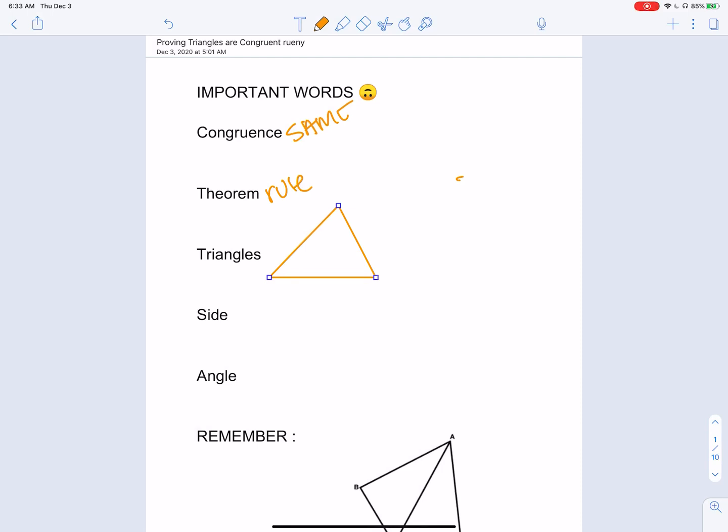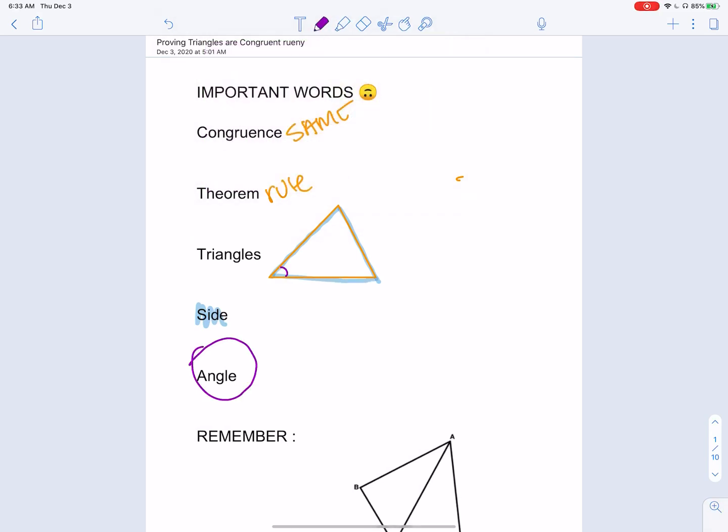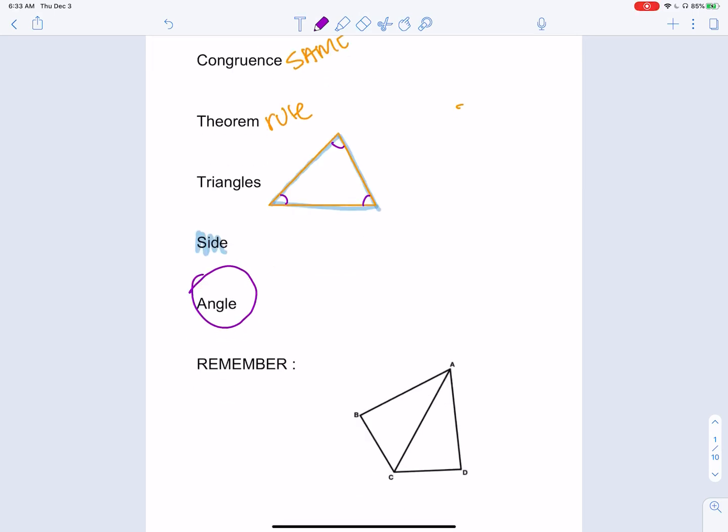There we go. Sides are these long parts, okay? Then you have angles, which are the parts on the inside like that. And then remember, if you have two triangles that are connected by one line, by one side like this, see how AC is on both triangles? That is the same side for both triangles.